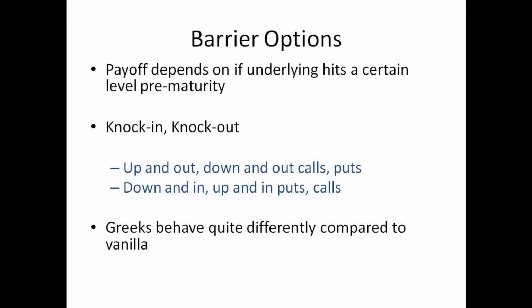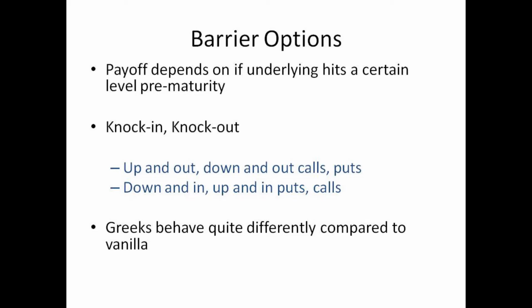so that's bad for the owner of that option, and thus it makes it cheaper. So options can be up and out, which means that if they go up they get knocked out. They can be down and out, meaning that if the price falls they get knocked out, and that can be for either calls or puts. And then they can be down and in, meaning that they get activated once they hit the barrier and the barrier is down, or up and in, which means that they get activated when they go up, and that can be for puts or calls.